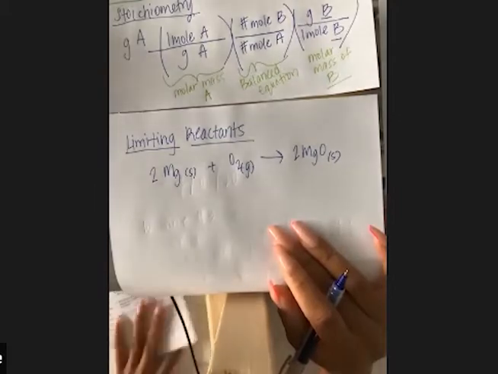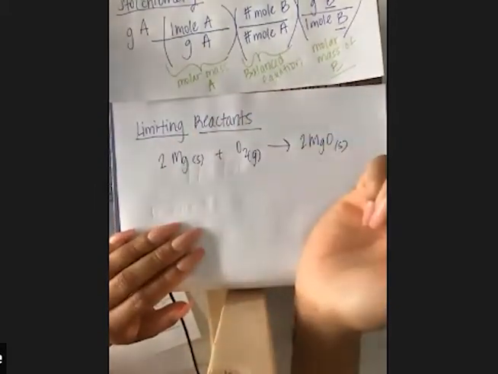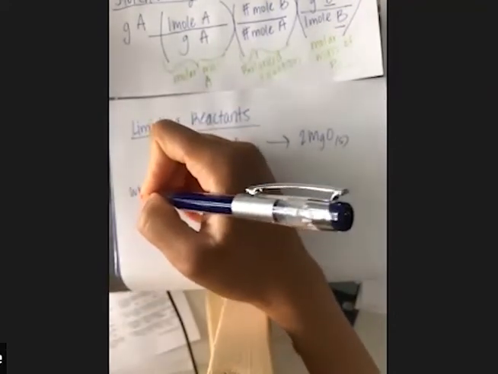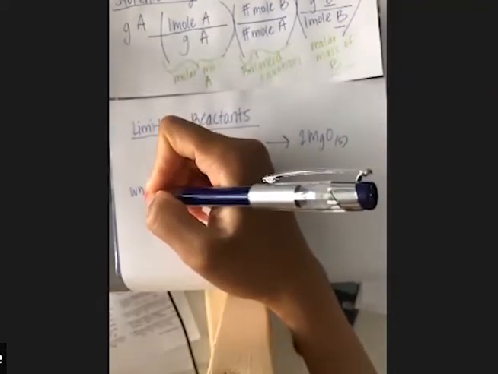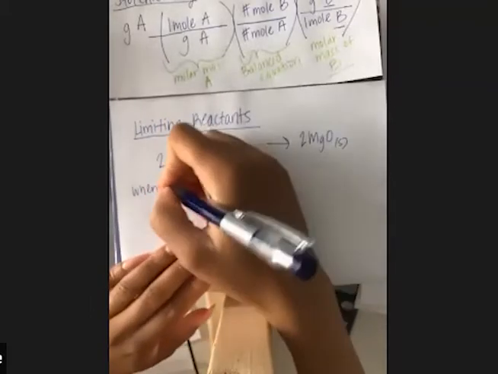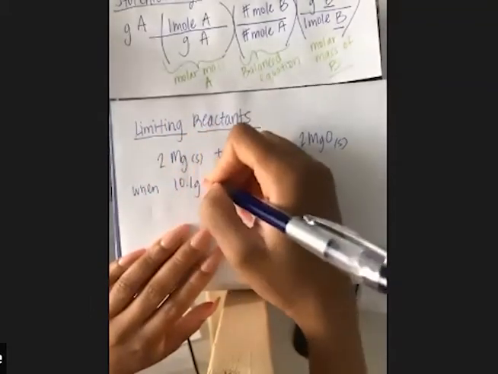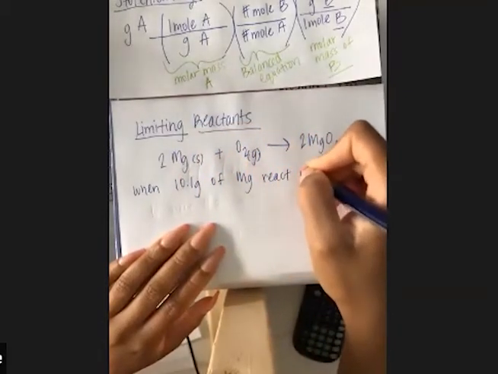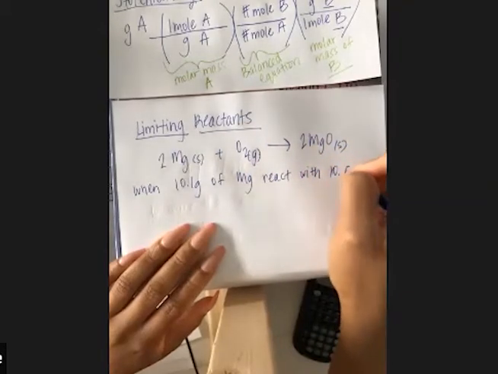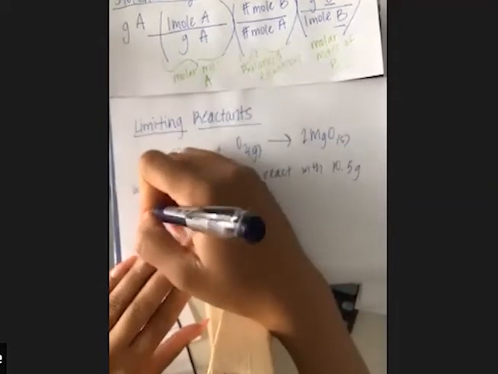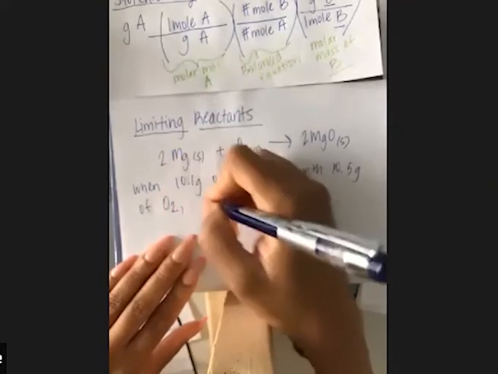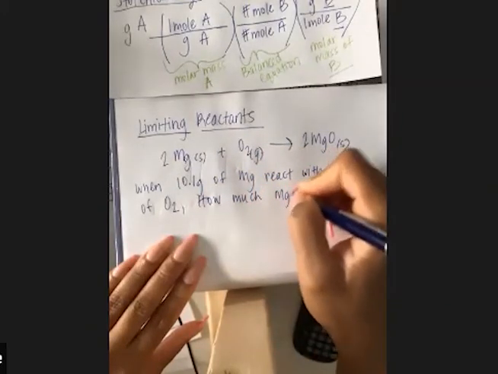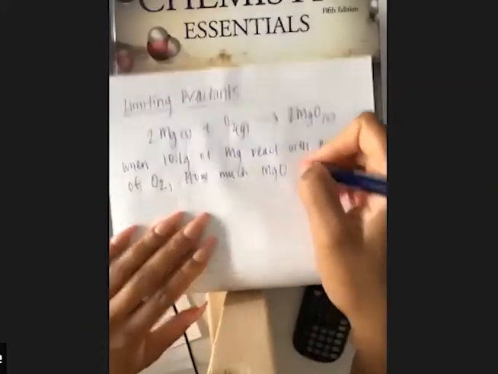So if we look at this example, it says, when 10.1 grams of magnesium react with 10.5 grams of O2, how much magnesium oxide can be produced?